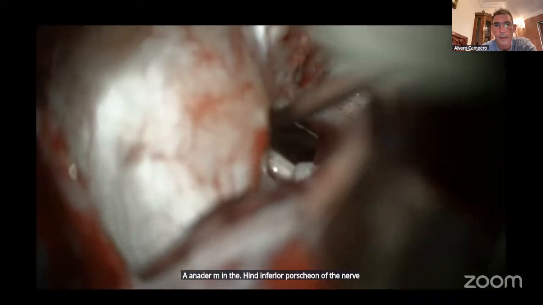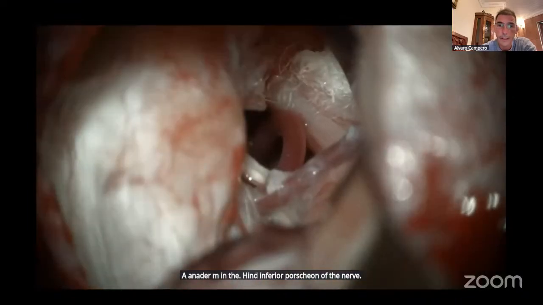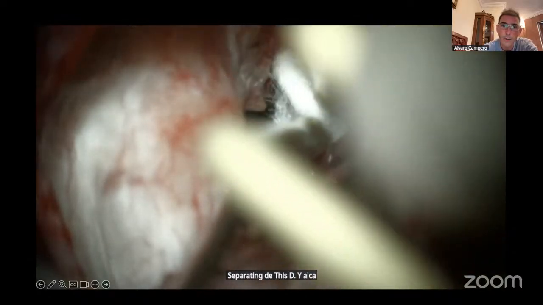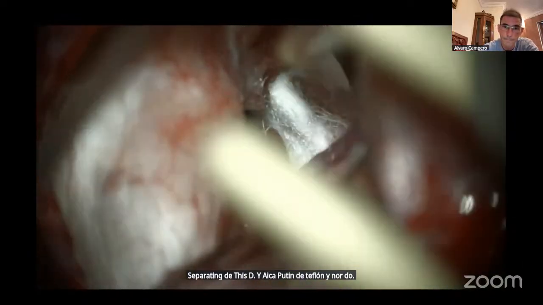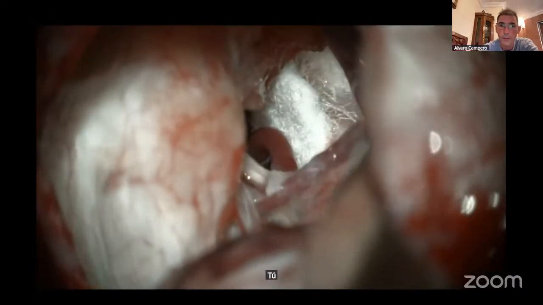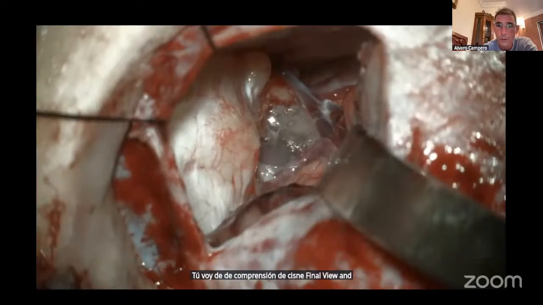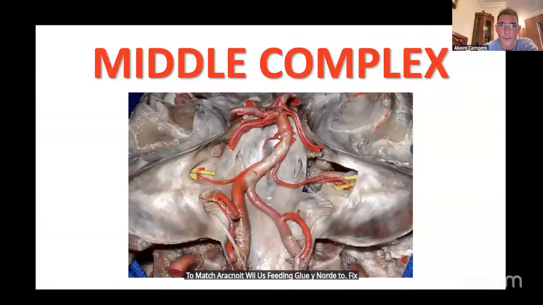We are separating the artery and putting the Teflon in order to avoid the compression. This is the final view, and sometimes, when we don't have too much arachnoid, we use fibrin glue in order to fix the Teflon.